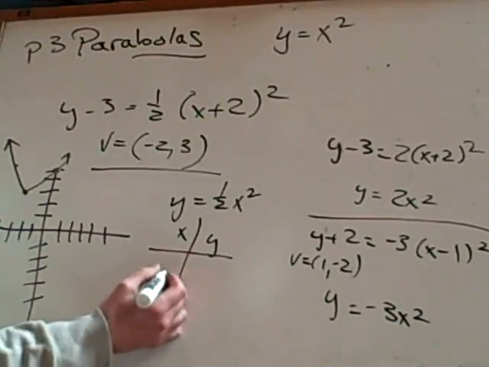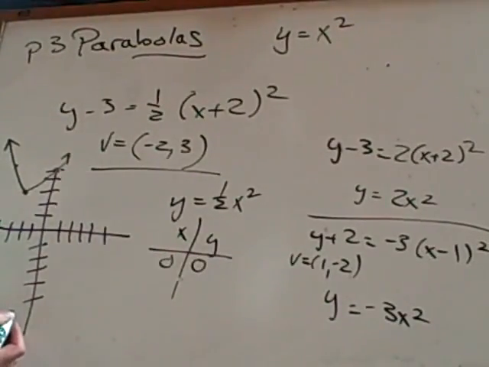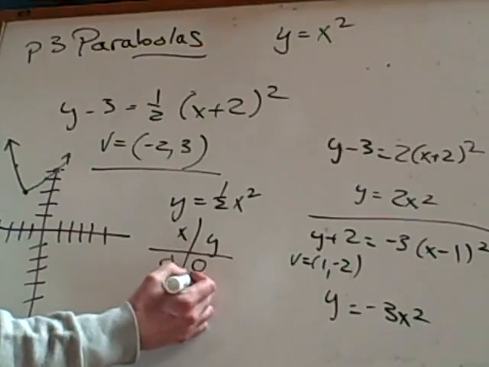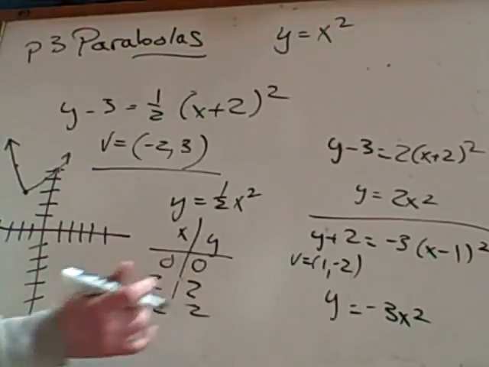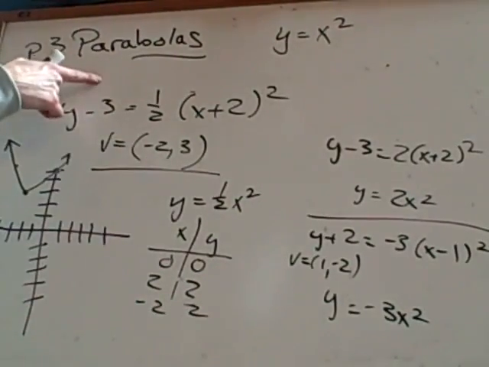Because if I want to plug in something here, if I were just to make a table of x, y right here, if I plugged in 0, I'd get 0. If I plug in 2, I get 2. If I plug in negative 2, I get 2. That's a whole lot easier than making a table and plugging it back into this one.